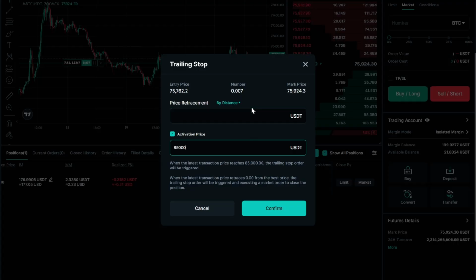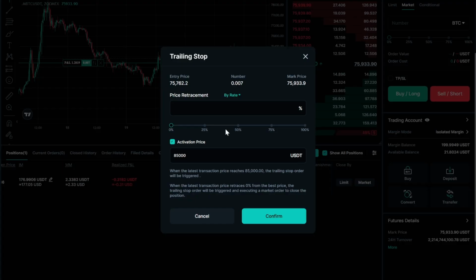For price retracement by distance, this is a fixed amount, like $100, while rate is a percentage like 10%. Whenever I set my trailing stop losses, I use by rate, and I recommend most beginners use rate as well. For the tutorial, we are going to set our rate at 25%. So how our trailing stop loss is set up is it will be activated at 85,000. And if the price retreats 25% from the best price, we will be sold out of our position.